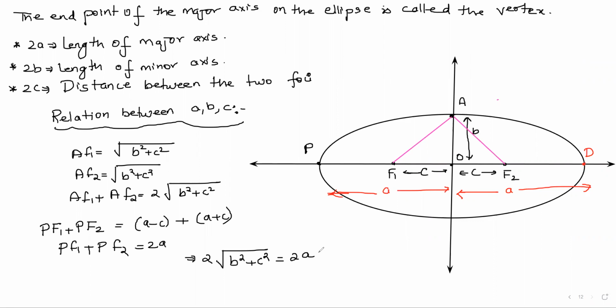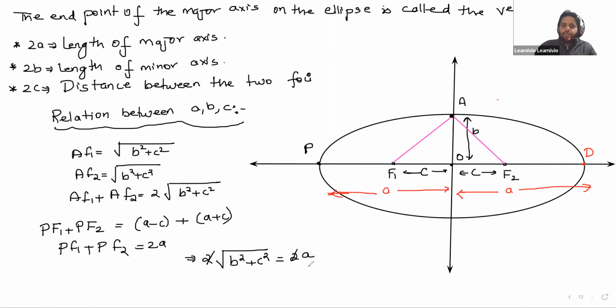Why are we saying these two are equal? As per the definition of the ellipse. What is an ellipse? The set of all points whose sum of distances from two fixed points is always a constant. So we have taken a point on the ellipse and found the distance, which is this. We have taken another point on the ellipse and calculated the distance, which is 2a. So these two will be equal.